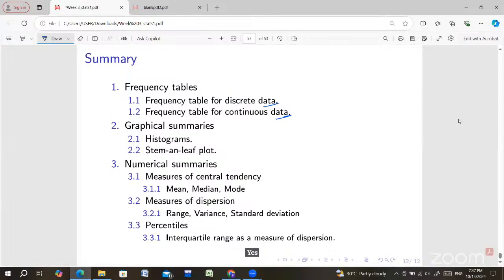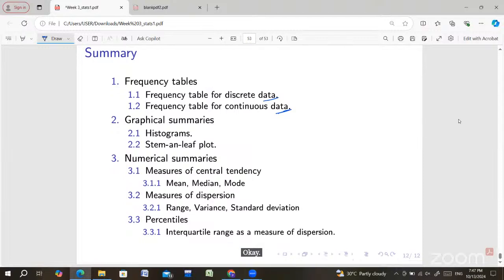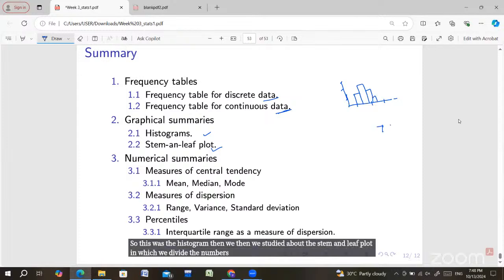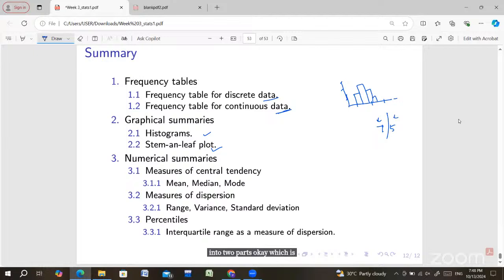Yes, ma'am. Okay, so we studied the class interval, how we make a frequency table, how we find frequency and relative frequency. Then we saw how we make a histogram. We make classes on the x-axis and take frequency on the y-axis, and then we make bars according to their frequencies. Then we studied the stem and leaf plot, in which we divide the numbers into 2 parts: the unit place is the leaf part, and the rest is the stem part.